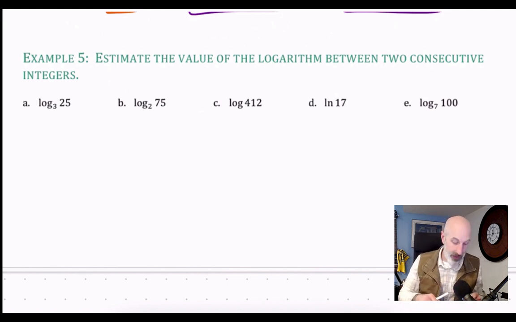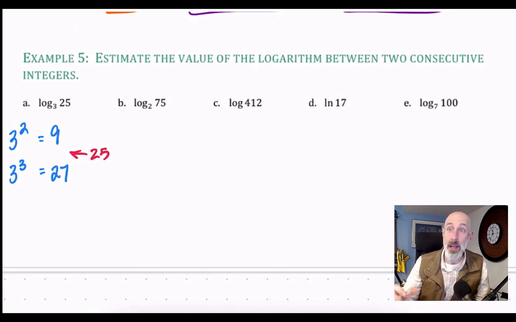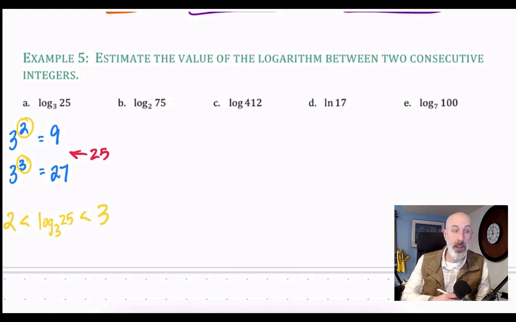In the case of example A, I'm looking for powers of 3 such that the value of 25 is in the middle. And the two values that are going to work for me are 3 squared and 3 cubed. 3 squared is 9 and 3 cubed is 27. And like you can see, 25 is smack dab in between them. So what I'm going to say is, because these are my two numbers, log base 3 of 25 is between 2 and 3.